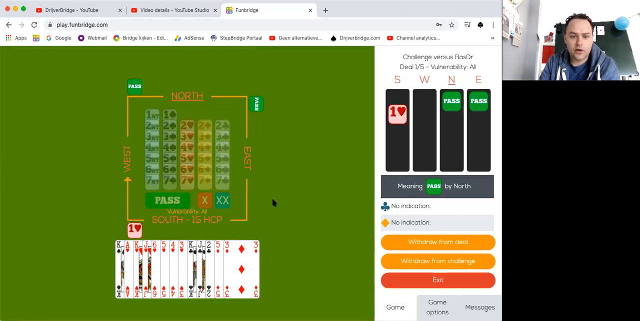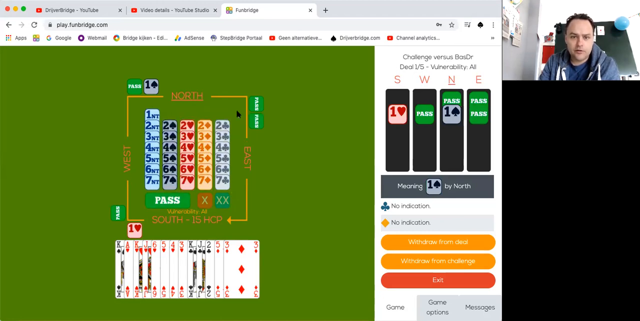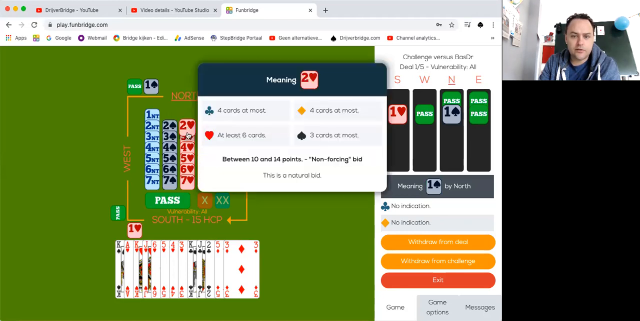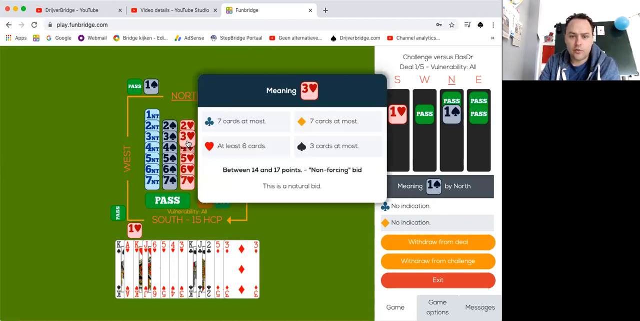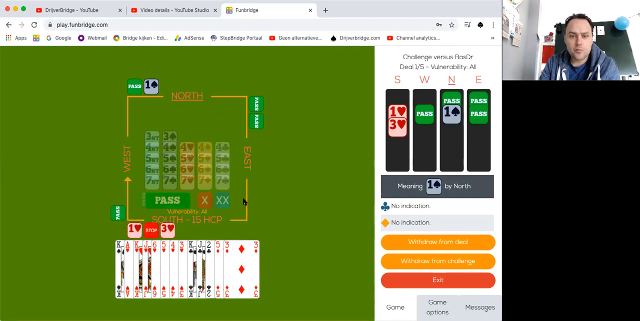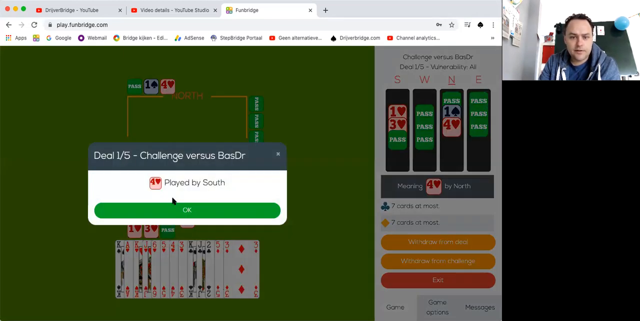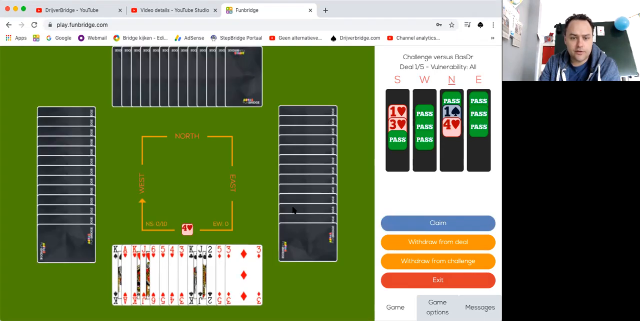I just have a one heart opener. Oh, my hearts are very good. So here I have to bid 3 hearts to show a good hand. Well, my partner makes it game, so the final contract is 4 hearts.